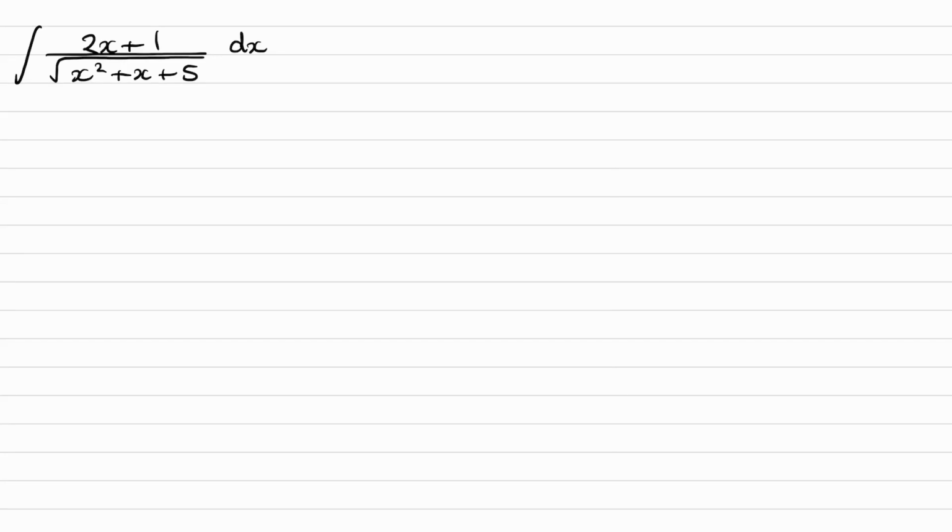You can solve this by reverse chain rule or by substitution. I'm going to use substitution in this case. So if I were to set u to be equal to x squared plus x plus 5, then that obviously simplifies our denominator, but also the differential of this, du dx, would be 2x plus 1, which is the same as the numerator.